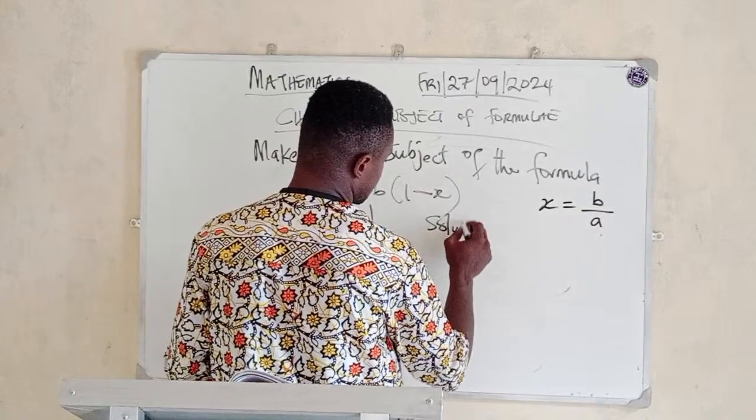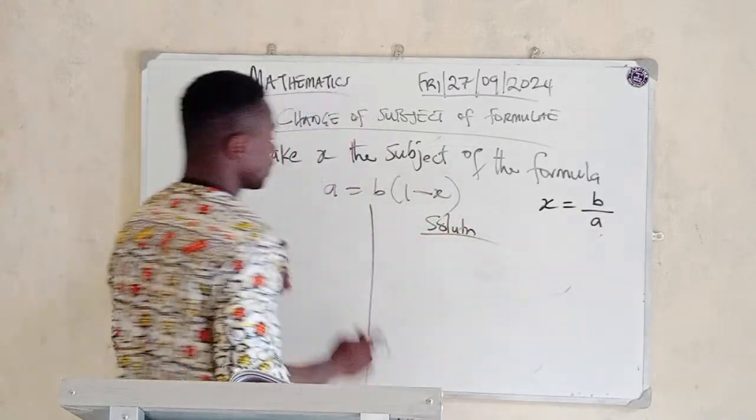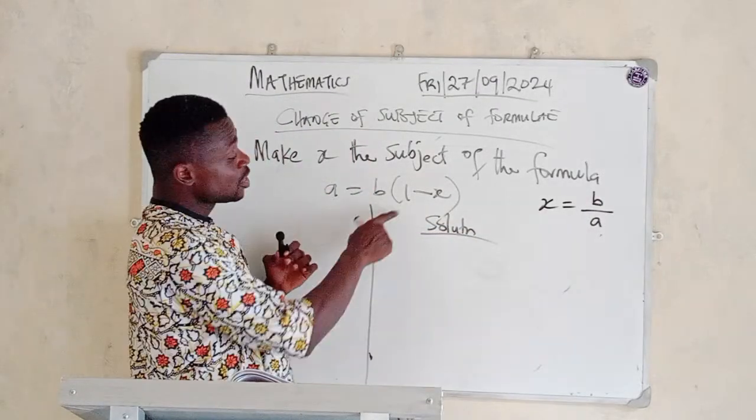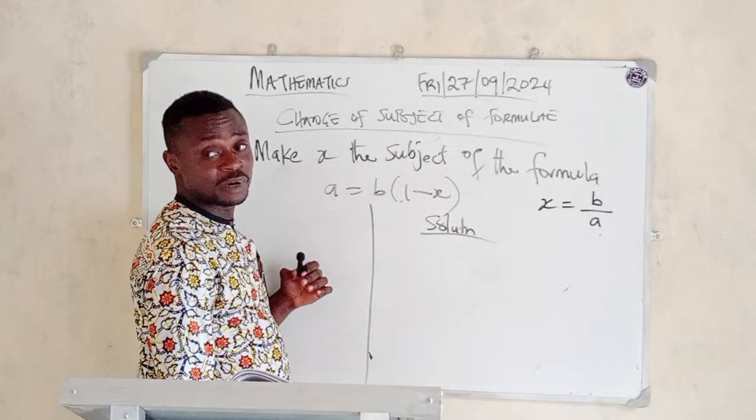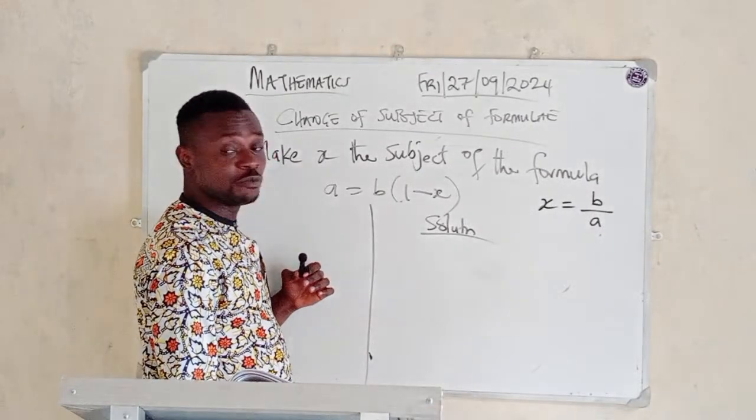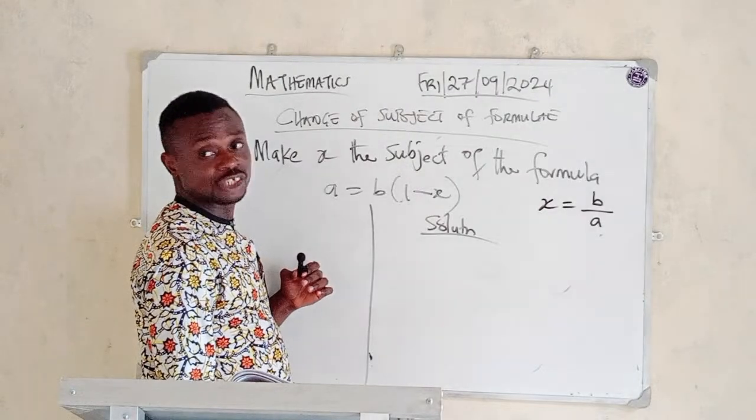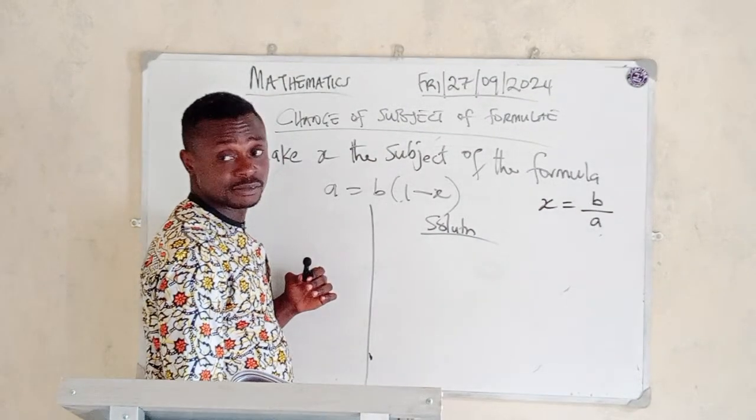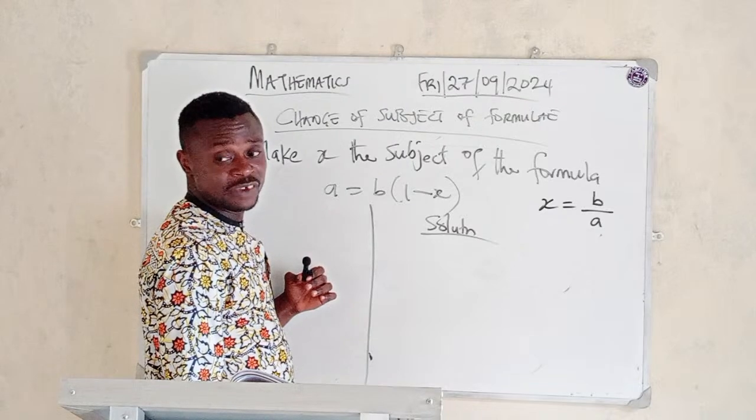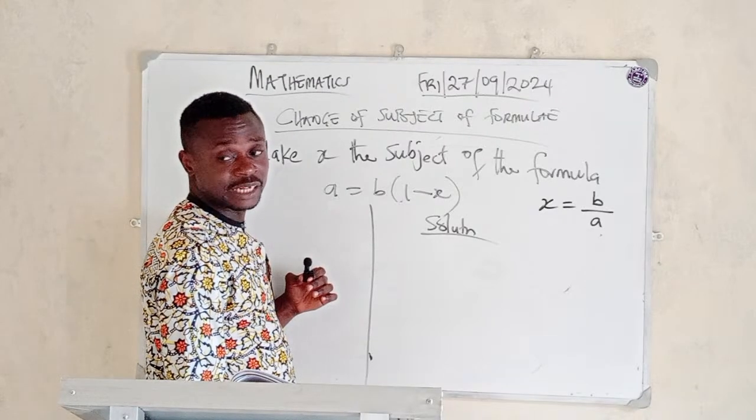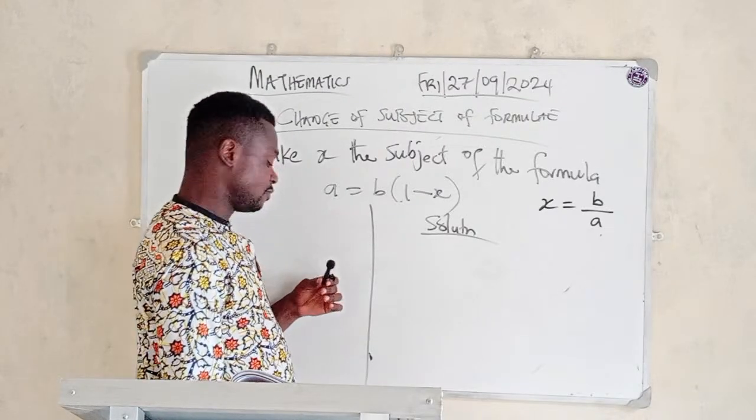Solution. Here, you made 1 minus x the subject of the formula. You were not asked to make 1 minus x the subject, so it is not yet complete. Do I give you an extra 30 seconds to do that? Oh yeah, fast.